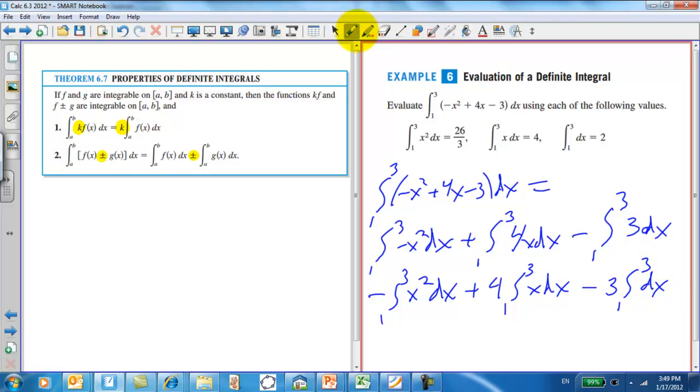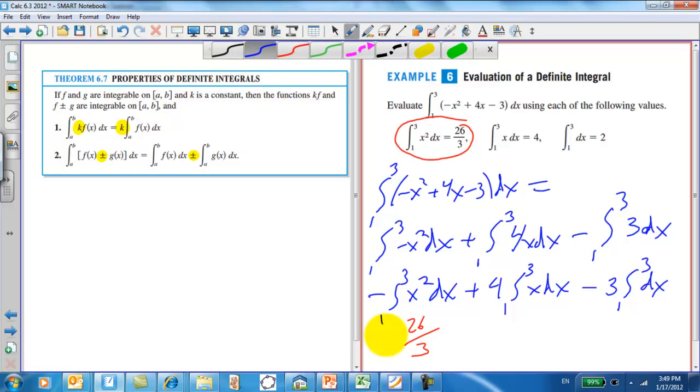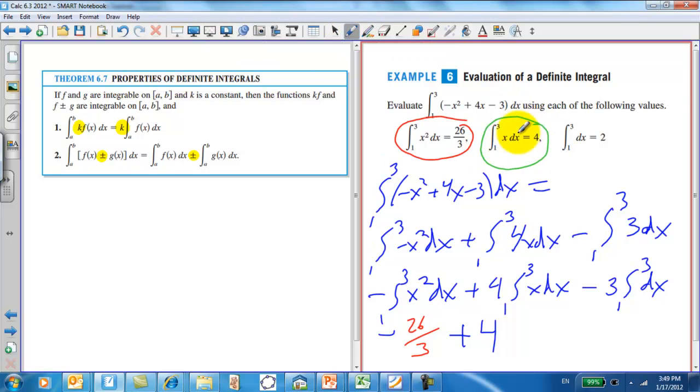And now we can come back up to here and say, hey, they told us what the integral from 1 to 3 of x squared dx is. That's 26 thirds. So we have the opposite of 26 thirds plus 4 times, and now we can look over here and see that the integral from 1 to 3 of x dx is 4. So that's 4. Minus 3 times, and finally right here we've got the integral from 1 to 3 of dx equals 2. So that's all 2.